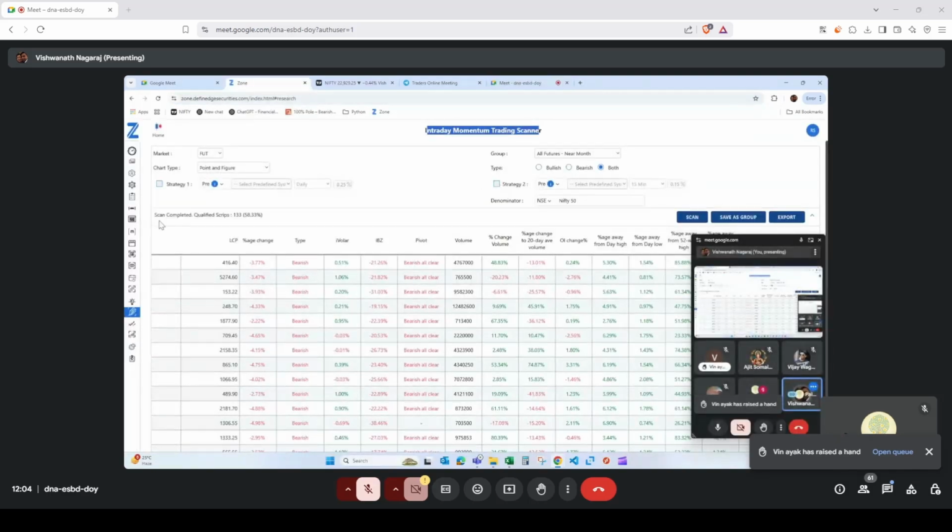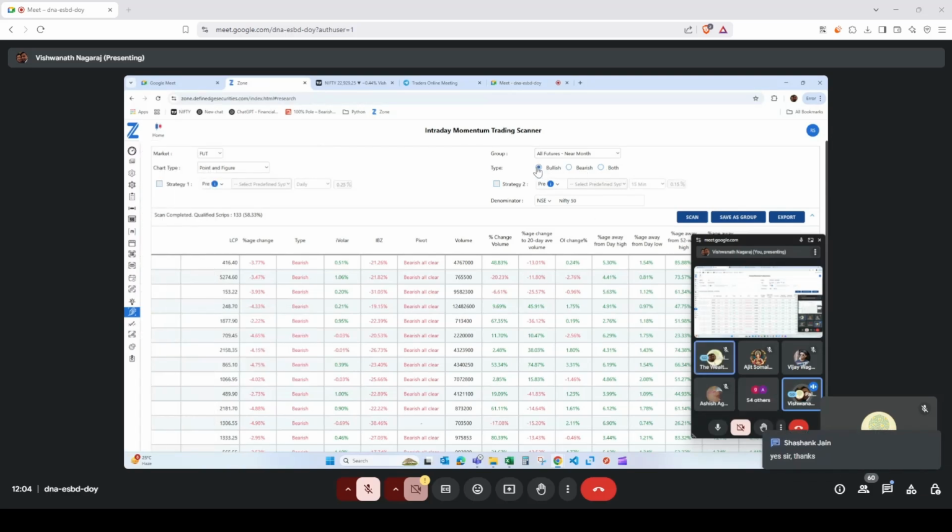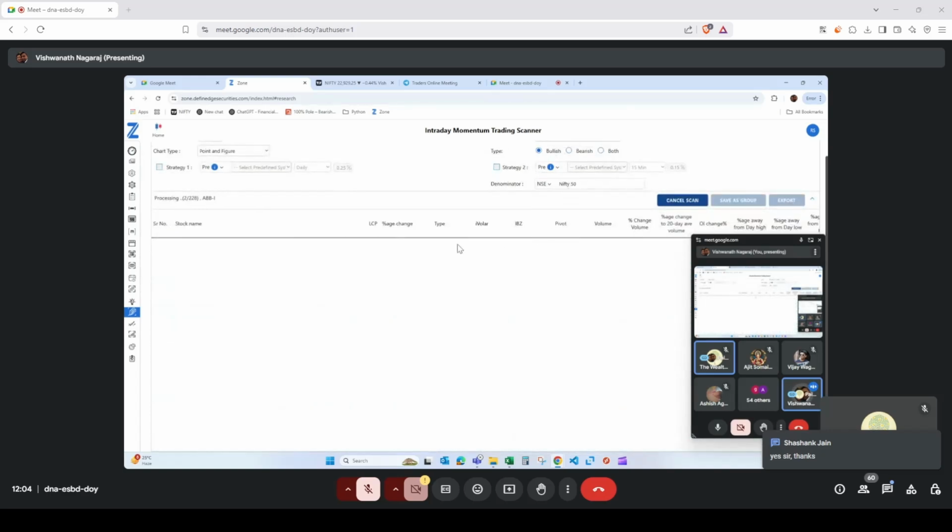Vinayak, yes, please tell me. I'll repeat again. Momentum scanner, intraday momentum scanner. If you're looking for a bullish trade, select only bullish and then click on scan. If whatever pivot is all clear, it will come here. If you're looking for bearish, if you've identified the trend as a bearish day and you want to take trades only on the bearish side of things, you can come here.